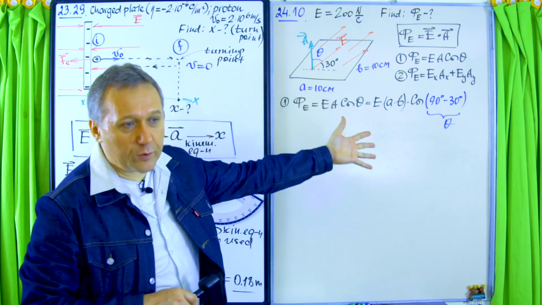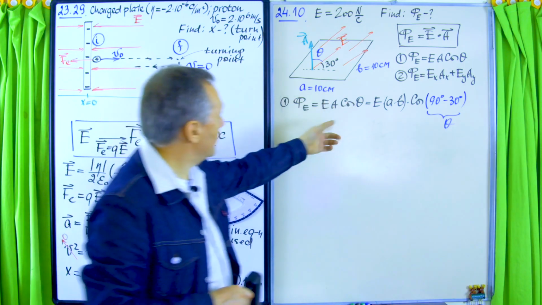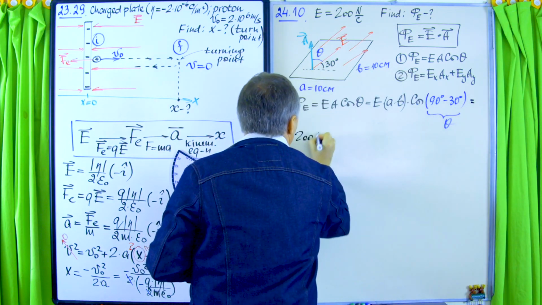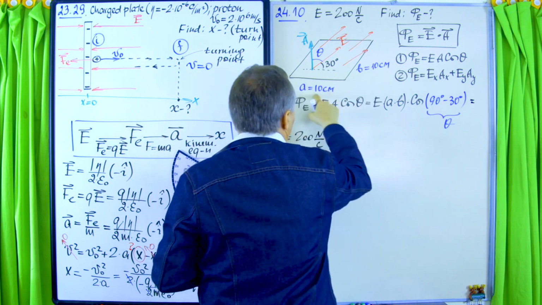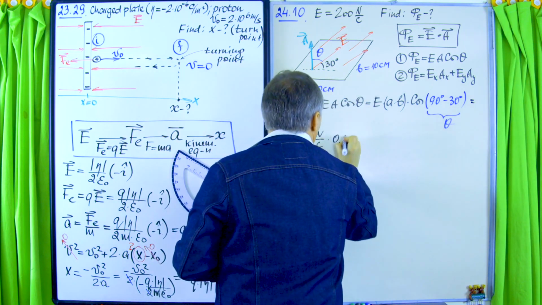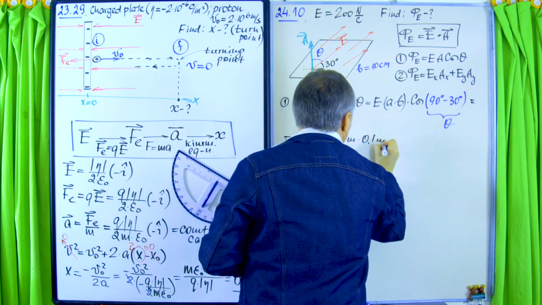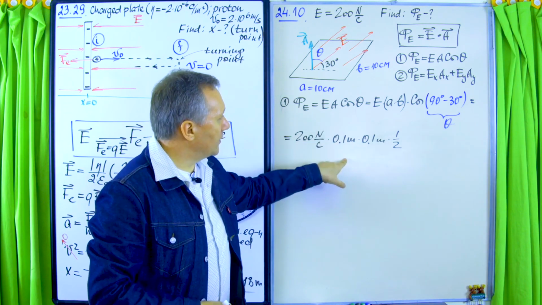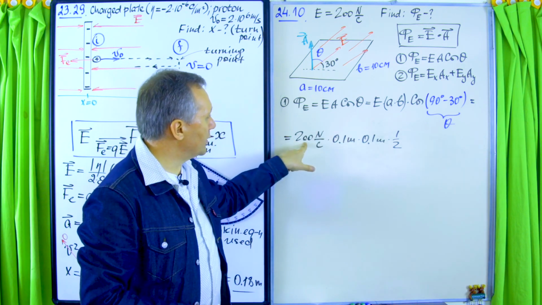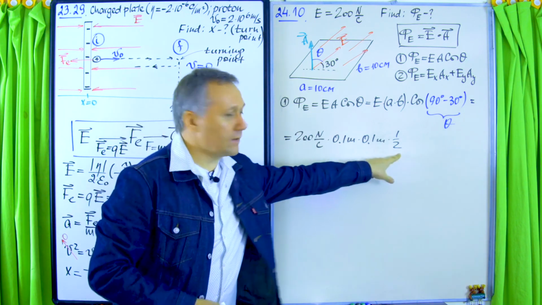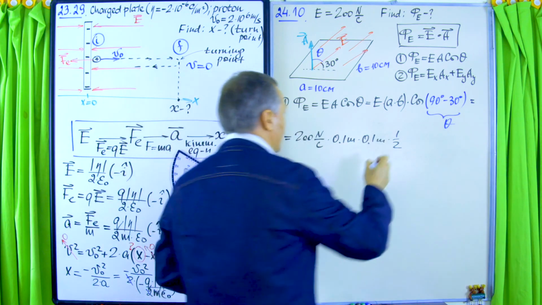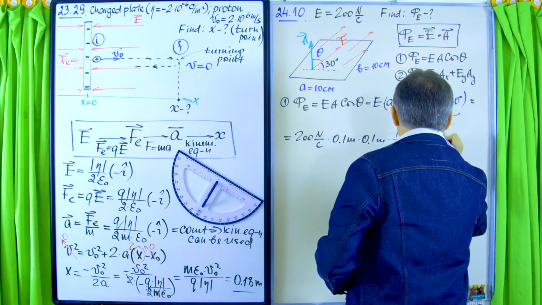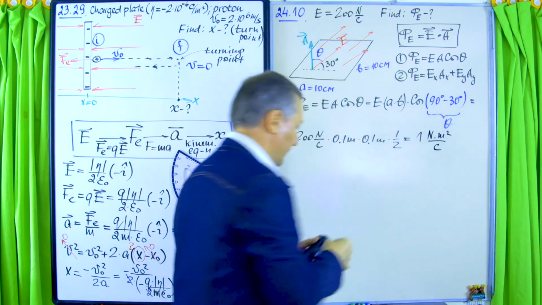So the cosine of 30 degrees is 1/2. Let me write numbers, at least in this case. It will be 200 newtons per coulomb times, A and B must be converted into meters, 0.1 meter times 0.1 meter times 1/2. So this will be basically 10 to the power of -2. These two zeros will disappear, and these two get cancelled. As a result, we get 1. The answer is 1 newton times meters squared divided by coulomb.